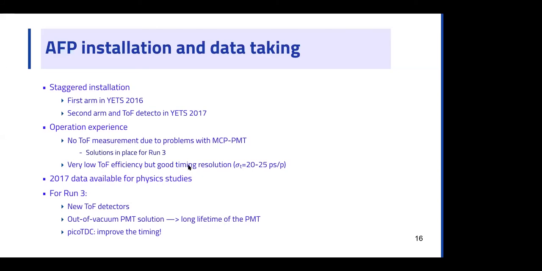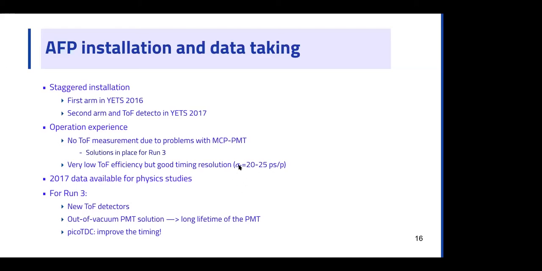Despite the very low efficiency, we have observed very good timing resolution, of the order of 20-25 picoseconds per proton. For Run 3, the detectors will be improved. We have new time-of-flight detectors where the PMT will be placed out of vacuum, and we will have a light guide that guides the light to the PMT. This ensures a long lifetime of the PMTs. In addition, we will have a new PicoTDC that will improve the timing.